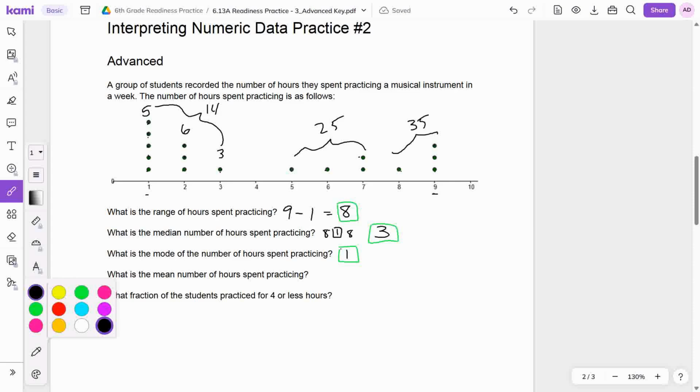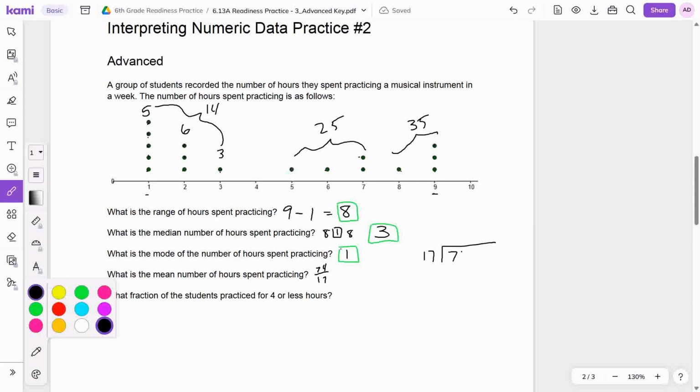All right, so we've got 25 and 35. All right, that's going to be 60, 74. So it's 74 over, and then how many I said we had? We had 17. So let's do a little long division here.